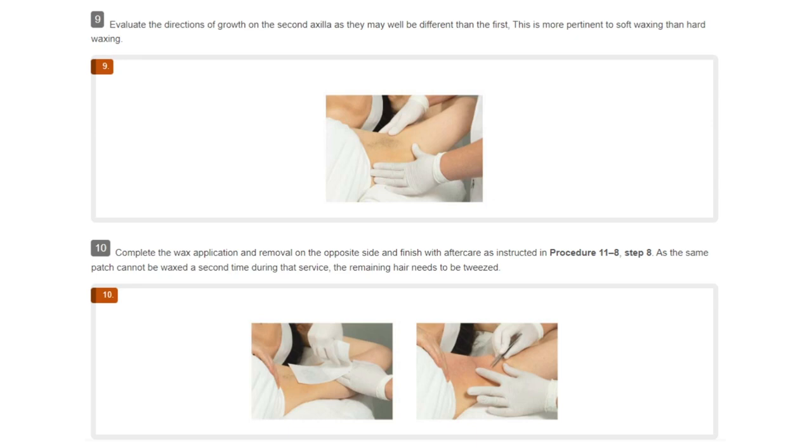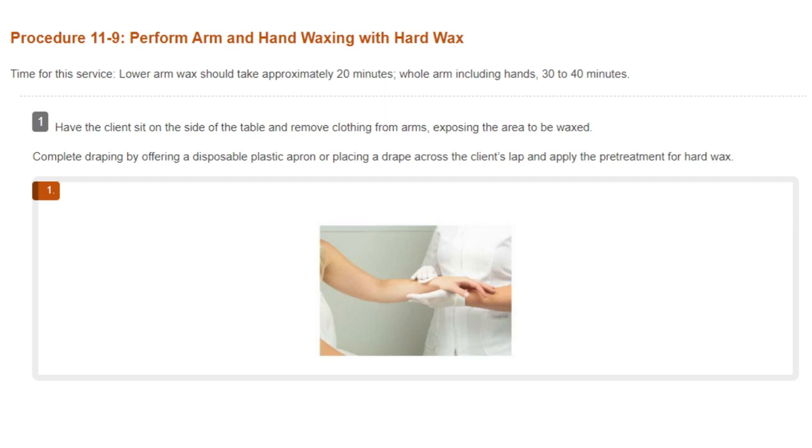Step 8. As the same patch cannot be waxed a second time during that service, the remaining hair needs to be tweezed. Procedure 11-9. Perform arm and hand waxing with hard wax. Time for this service: lower arm wax should take approximately 20 minutes, whole arm including hands, 30 to 40 minutes.